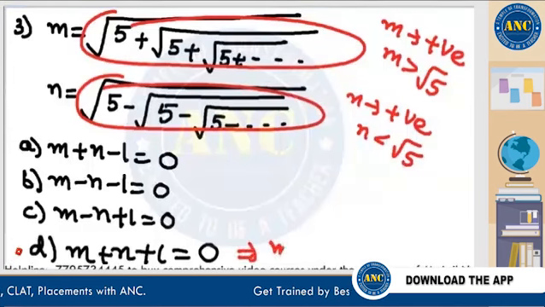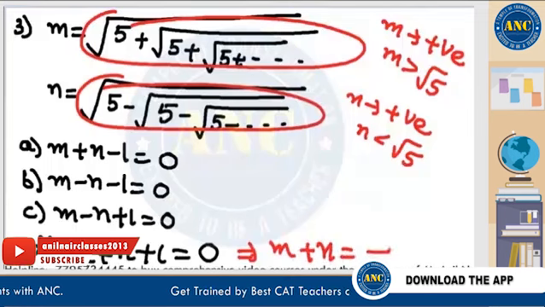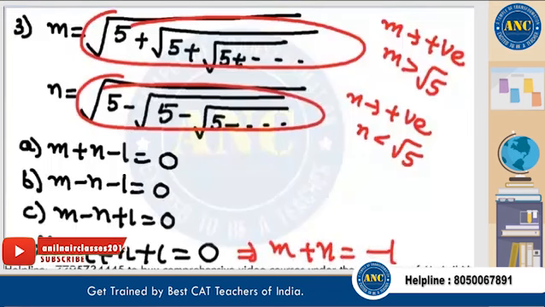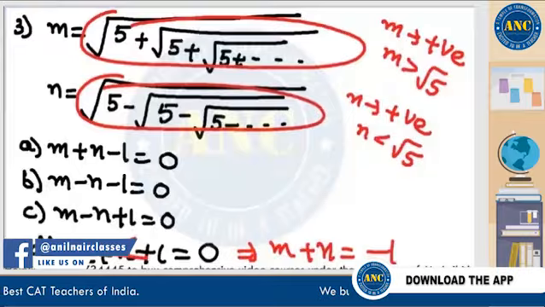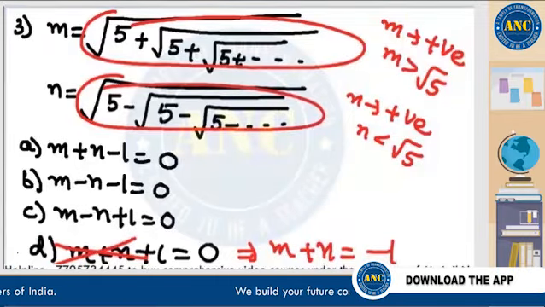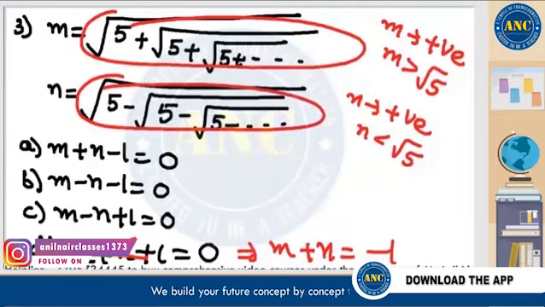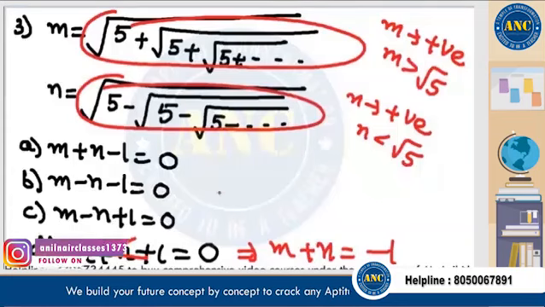What is option D? Stupid answer. M plus n equivalent to minus 1. M is positive, n is positive. Positive plus positive, how can it give you negative? I hope it is clear. Next one.